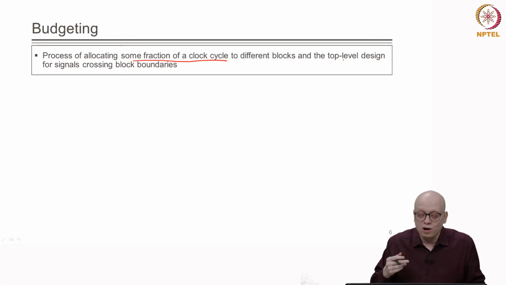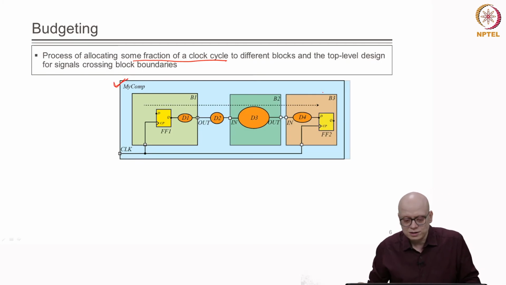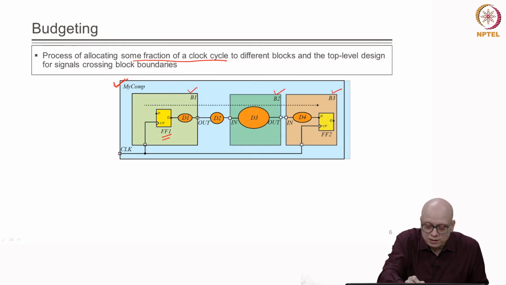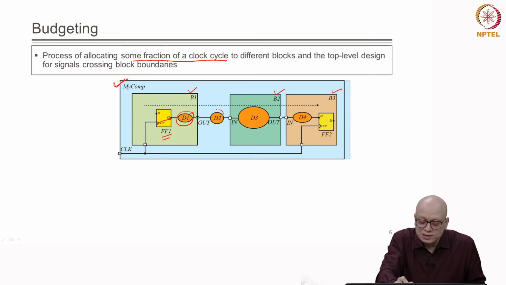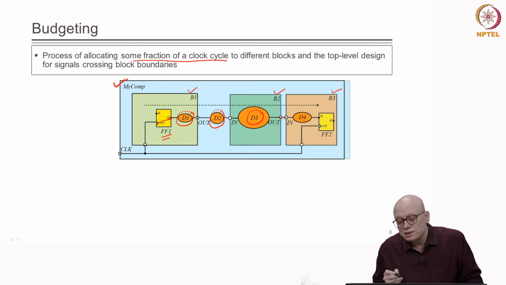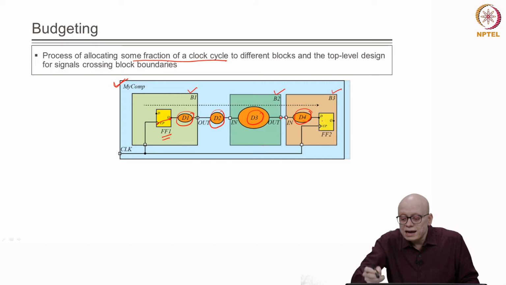Let me explain this with the help of an example. Suppose this is my top level entity. This top level entity contains 3 blocks B1, B2 and B3. Suppose there is a data path starting from FF1. It goes through combinational circuit element D1, then D2, then D3 in block B2, then goes through the pins of the blocks and reaches block B3, where it goes through D4, and finally gets captured by FF2.